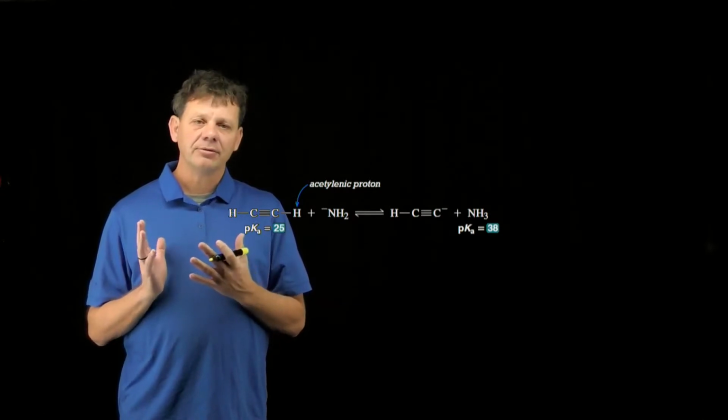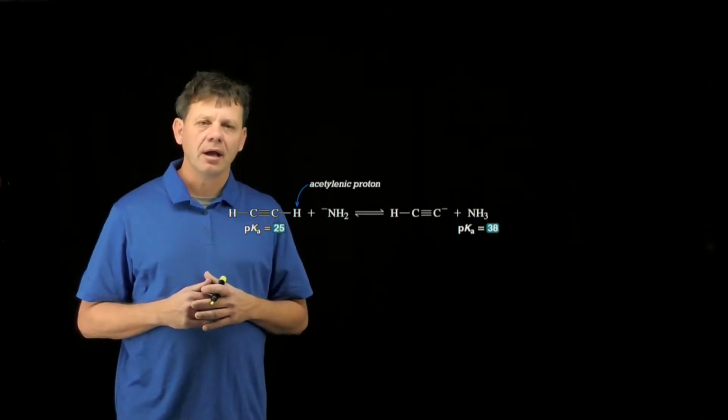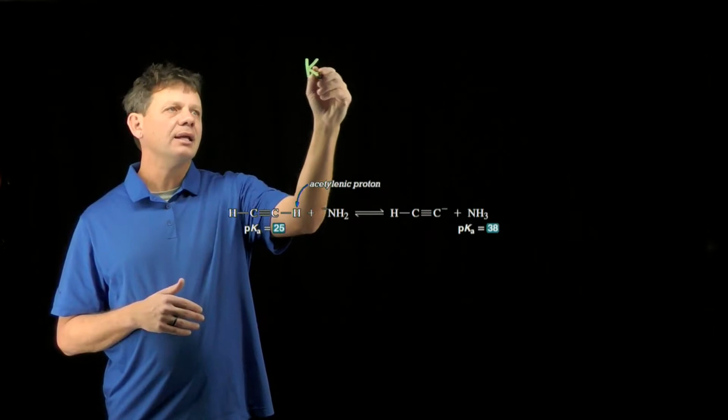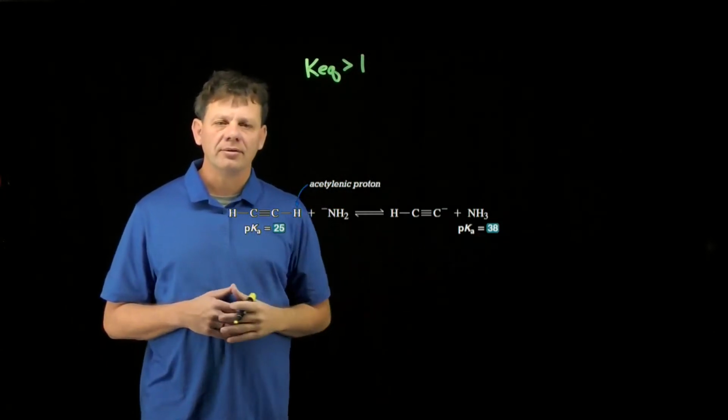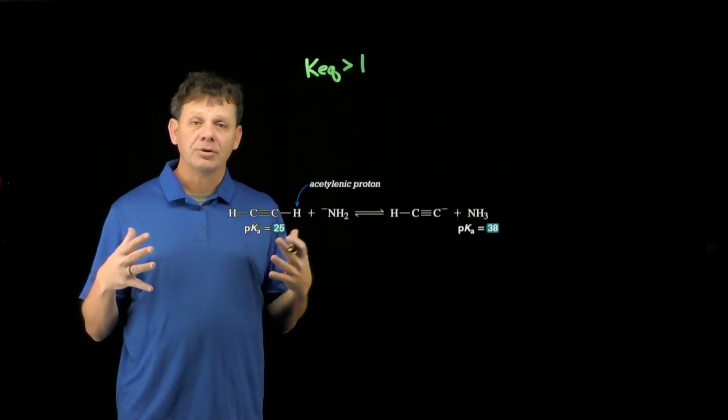Given that acid-base reactions move away from the most acidic compound, we're going to expect KEQ for this reaction to be greater than 1, since the product side will be favored. How much greater than 1?